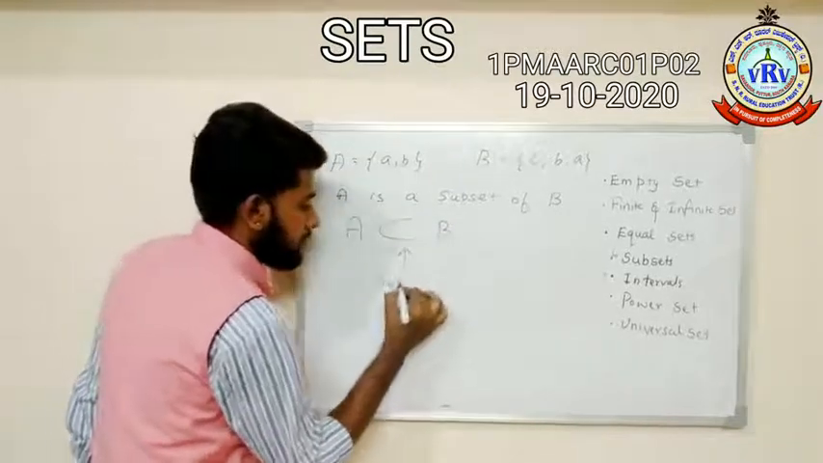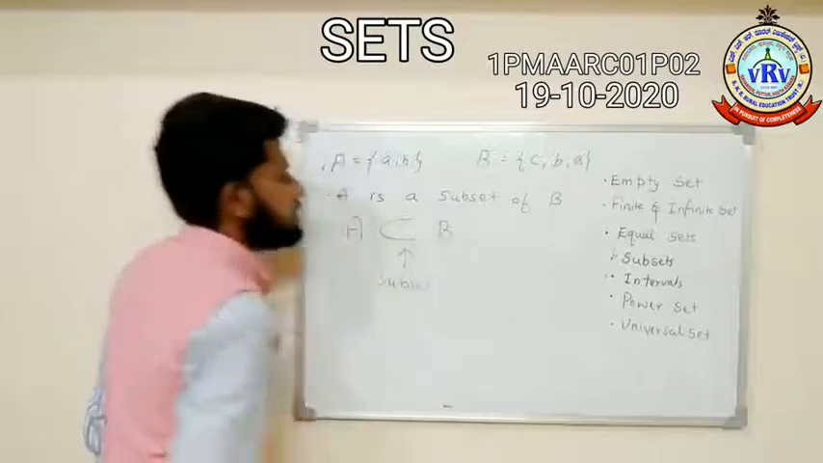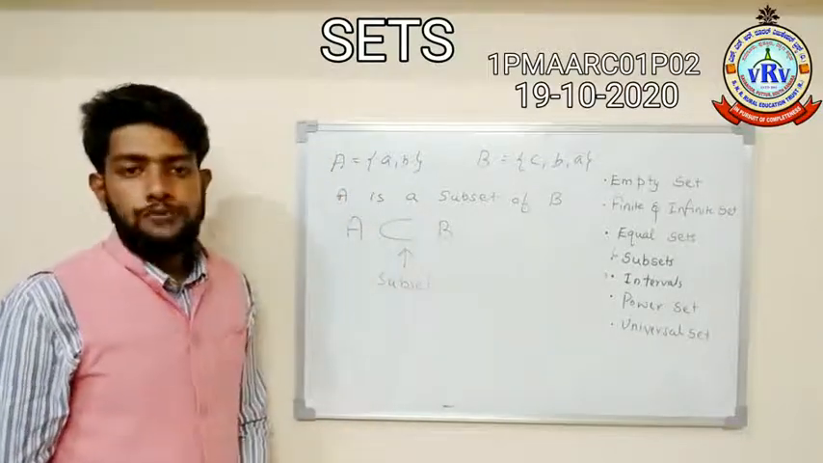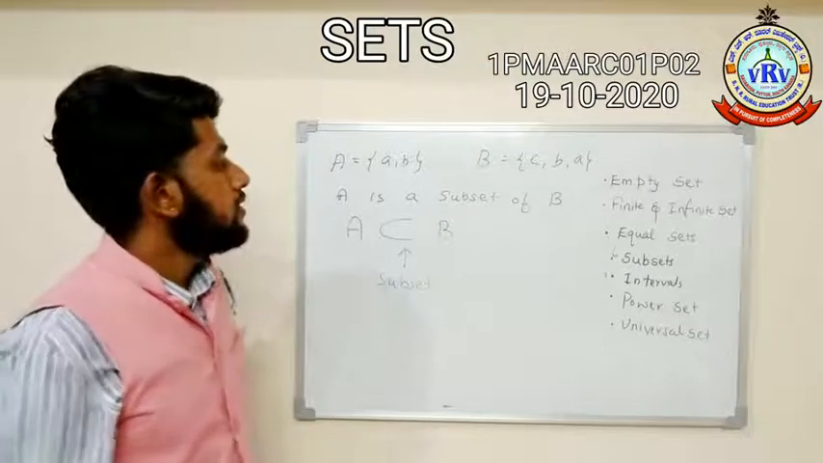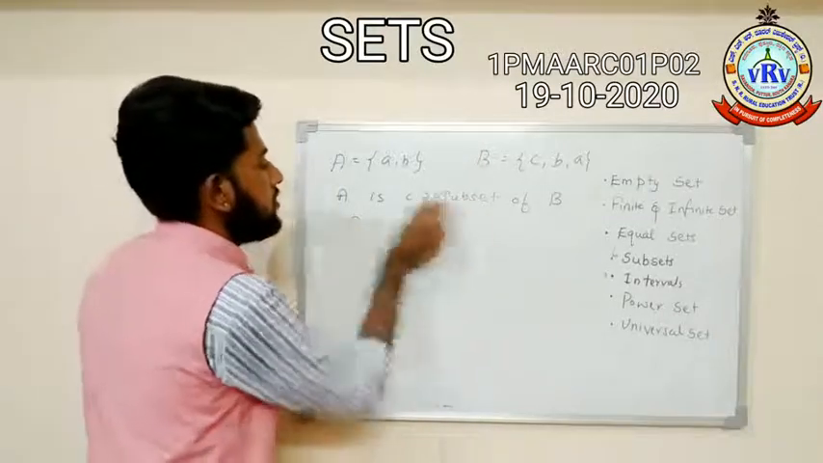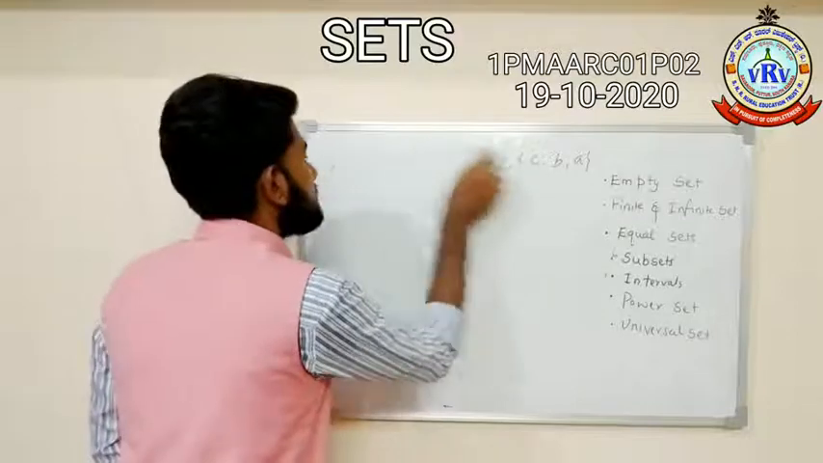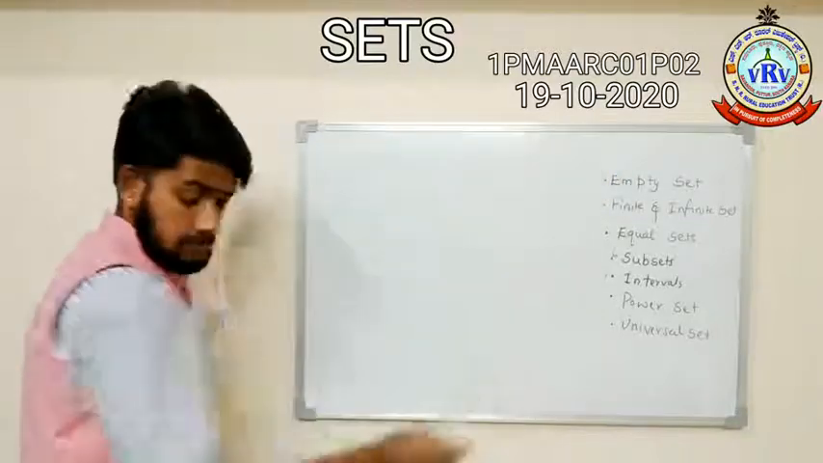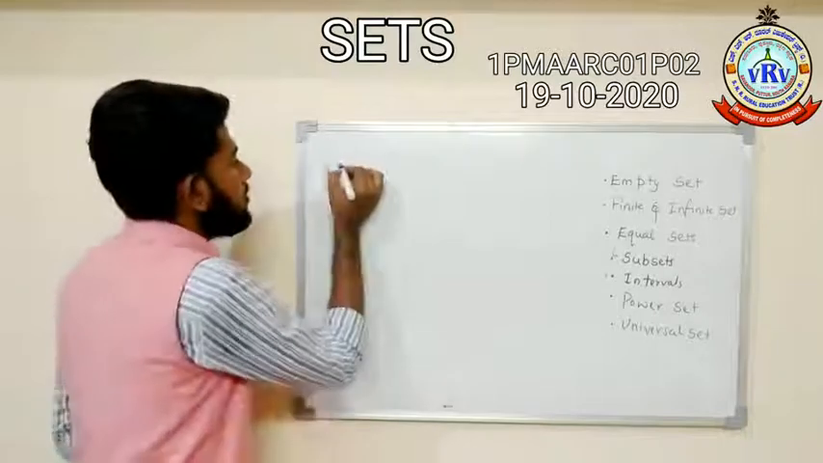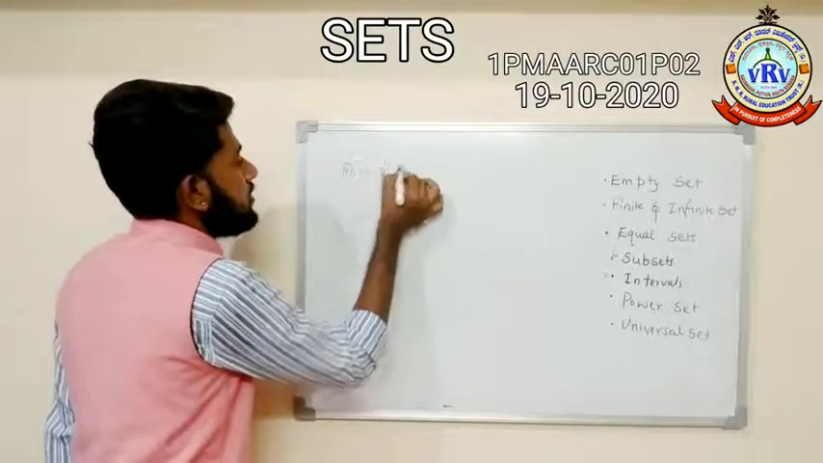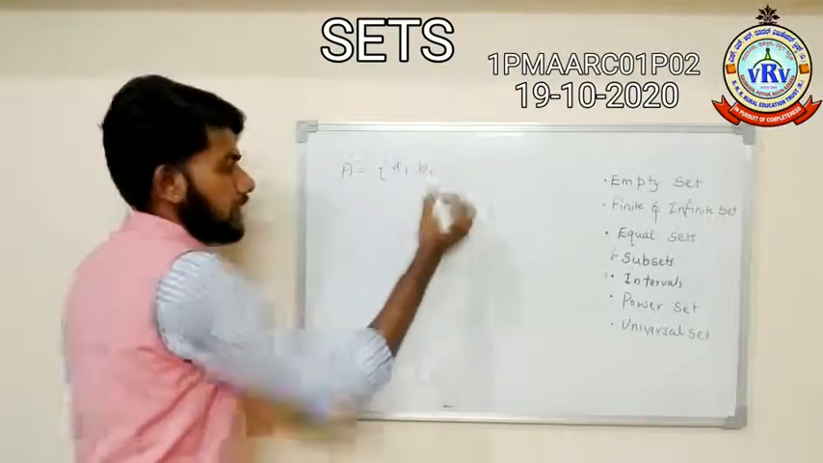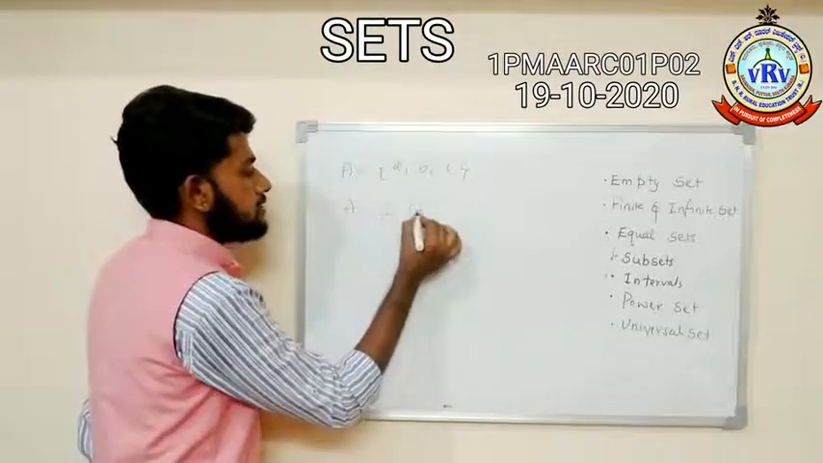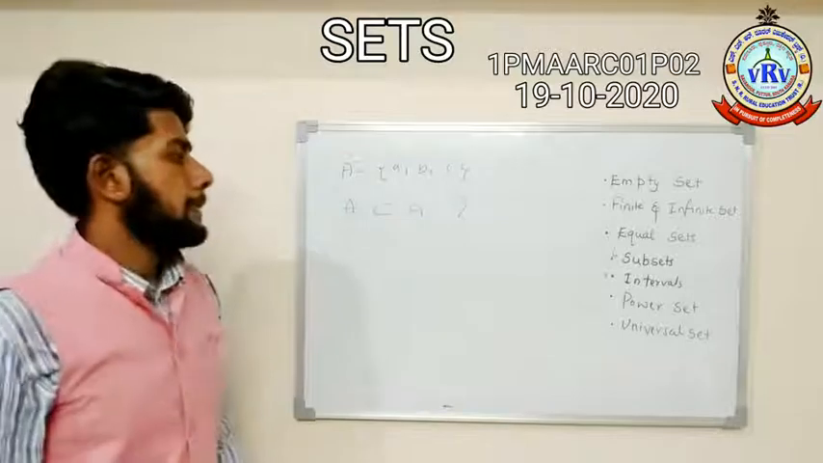Okay? And we denote that with the subset notation like this: A which is a subset of B. This means subset notation. A is a subset of B. Clear? Can you tell me whether A is a subset of A? Whether A is a subset of A?